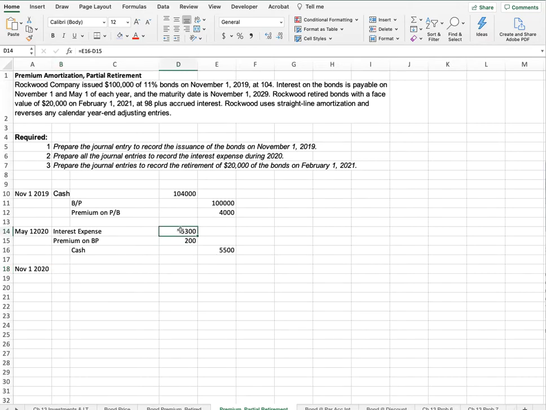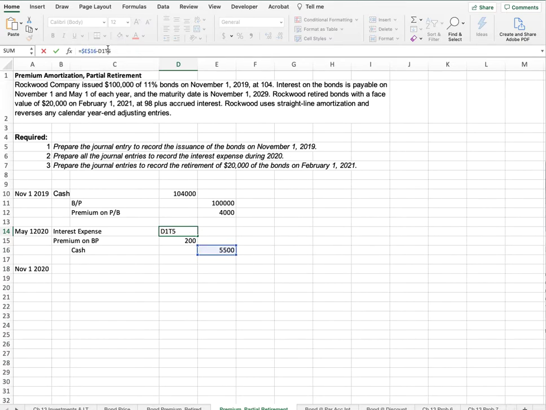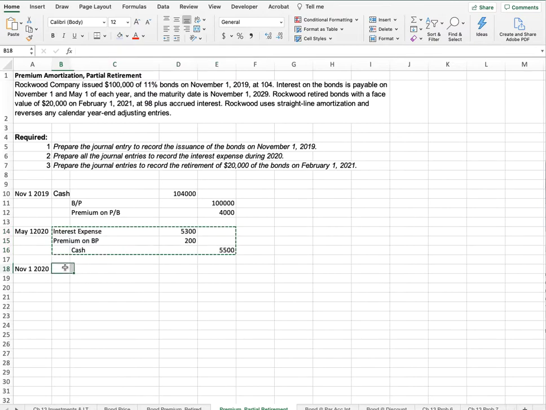So let me check and see. We'll just go ahead and make all these cell references absolute, and then we'll copy it down. So November 1st looks exactly the same. Again, it's straight line, so it's going to look the same every time.